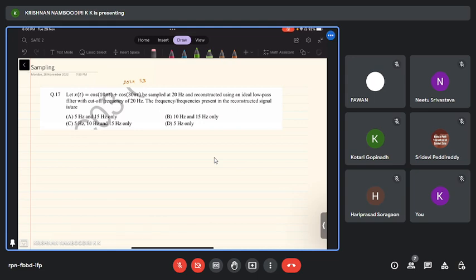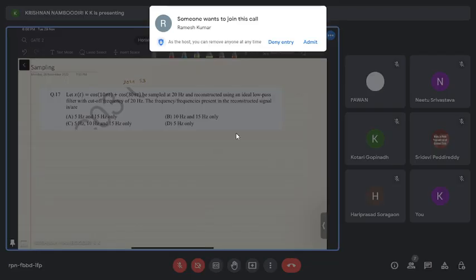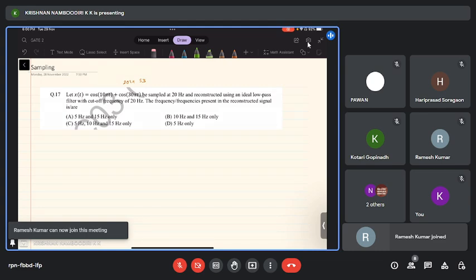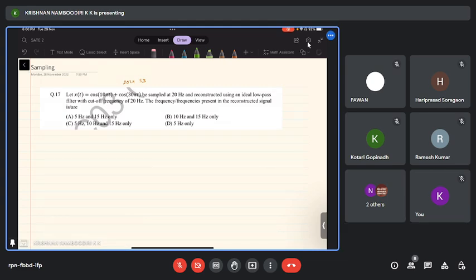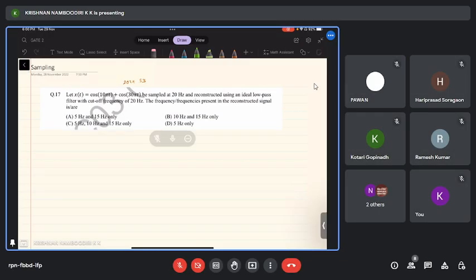Okay. So today mostly we will discuss some questions related with signals and systems topic. The first one, you can see, is a question related with sampling theorem. And there will be a few questions related with digital filters, and one question is related with fundamentals of signals.